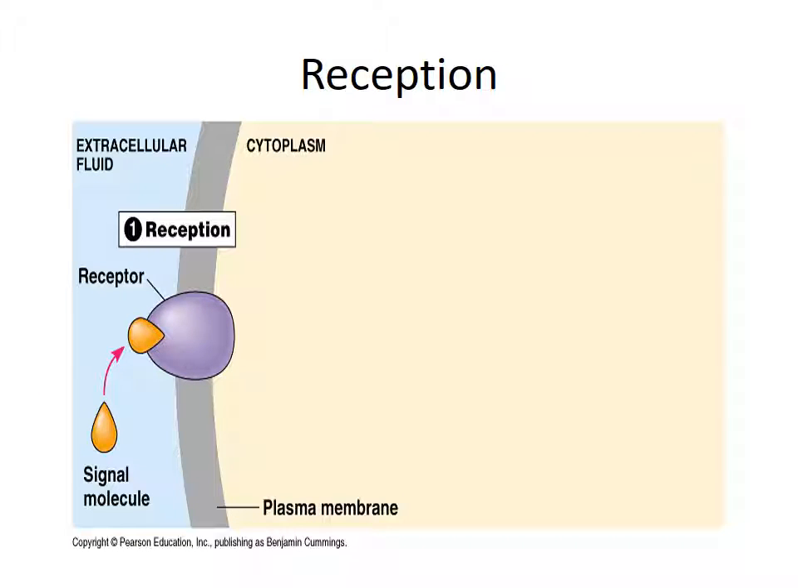First step is reception. This, in our analogy of a telephone, would be like the telephone ringing. In the cell, it's a signal molecule which is going to be transmitted either in the cytosol or in the bloodstream or something of that nature. But basically, it's a molecule that's going to attach to a receptor protein, and that's what this is right up here. It's a receptor protein. Now, when that molecule binds to that receptor protein, something's going to happen.